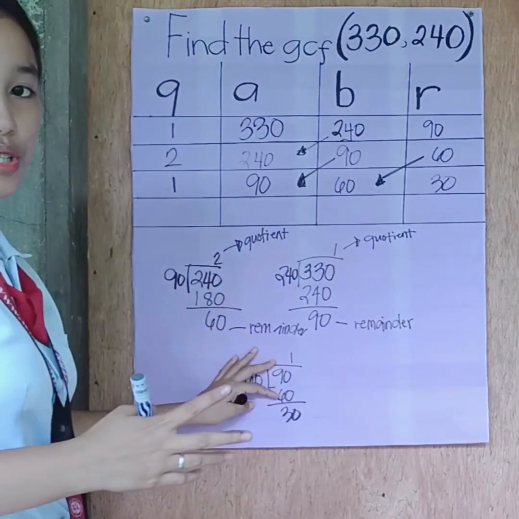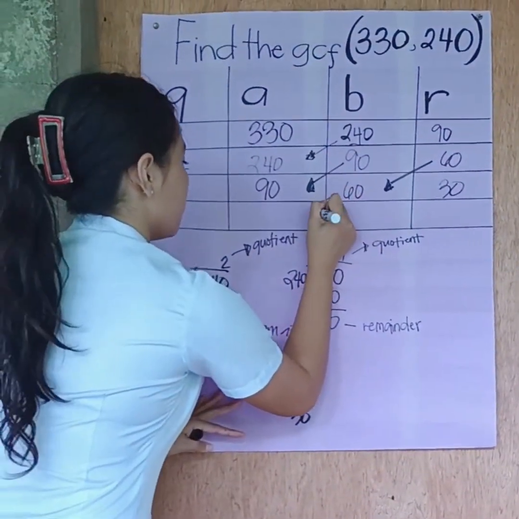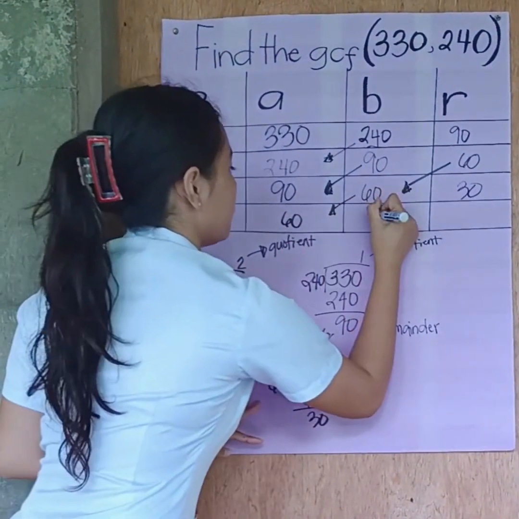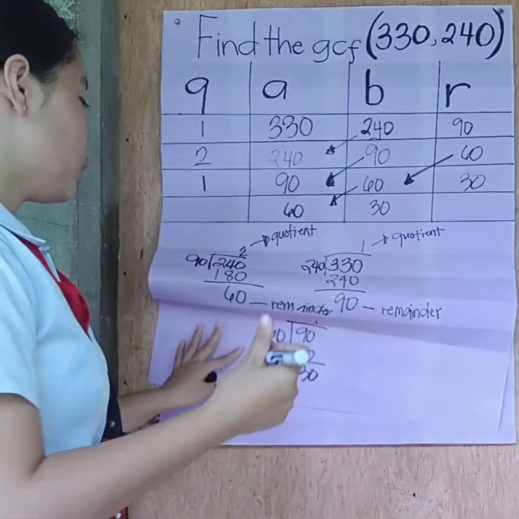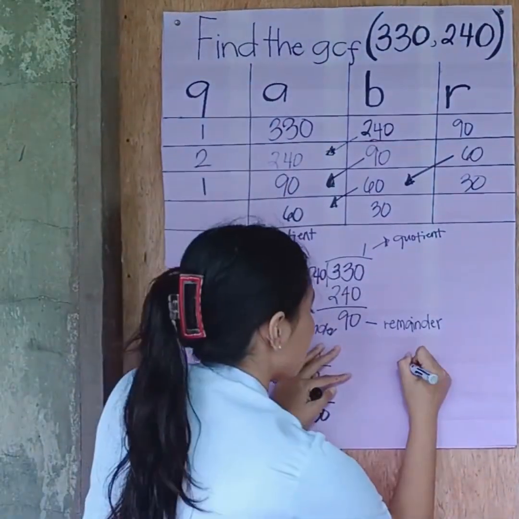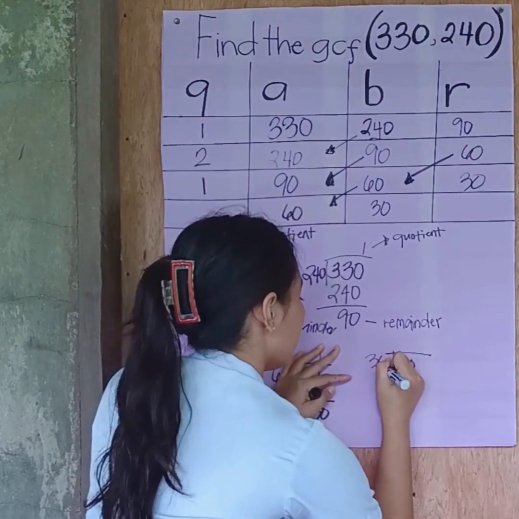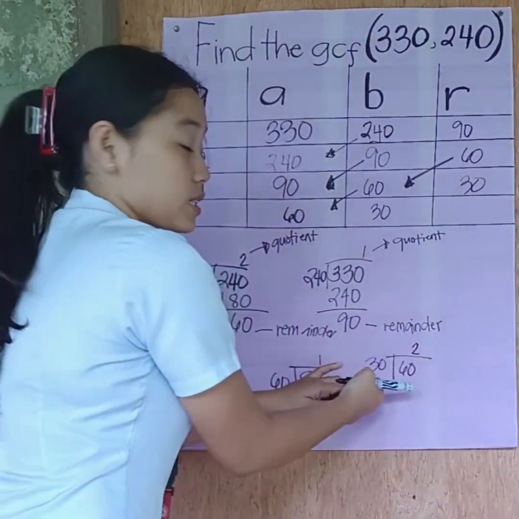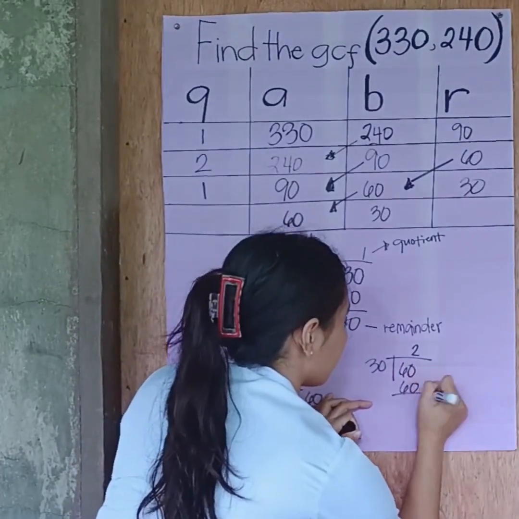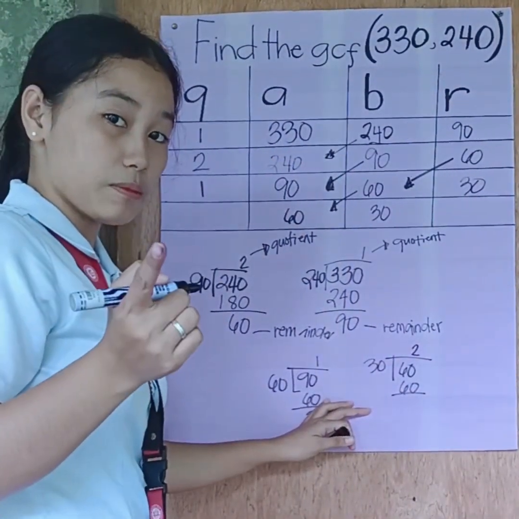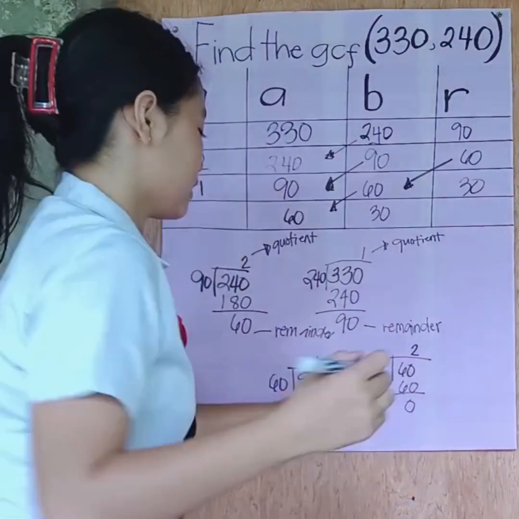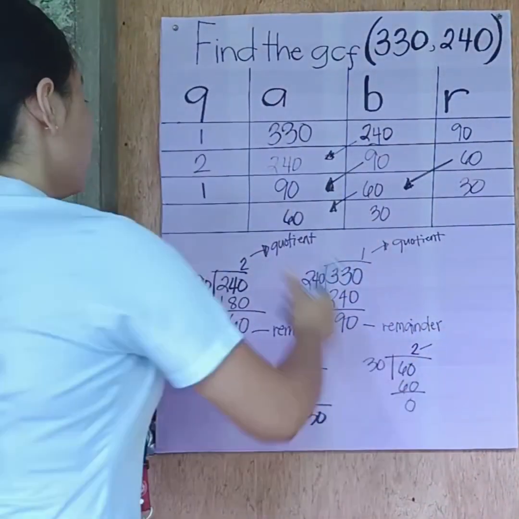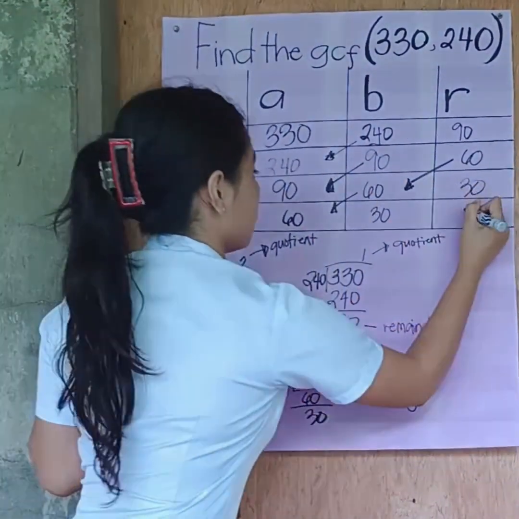Then proceed to the shifting operation. It will be 60, 30. So do again the division operation. 60 divided by 30. What would be the answer? 2, right? 2 times 30 will be 60, and the remainder becomes 0, right? So we will write 2 here in the quotient and 0 here in the remainder.